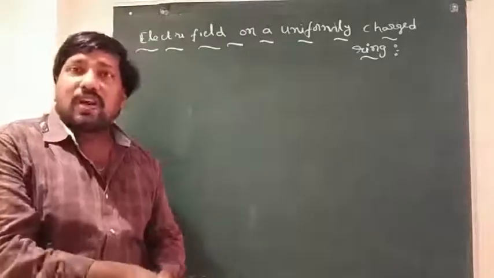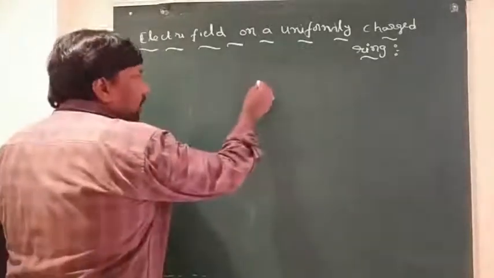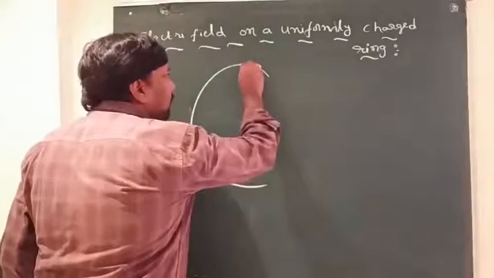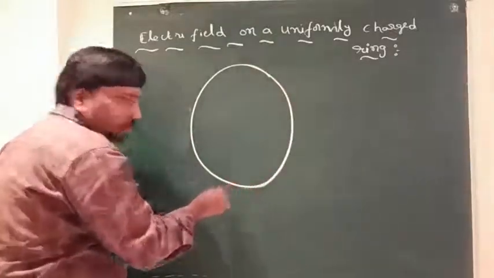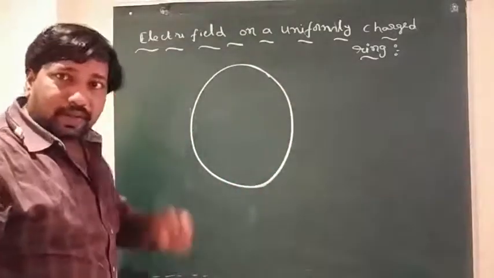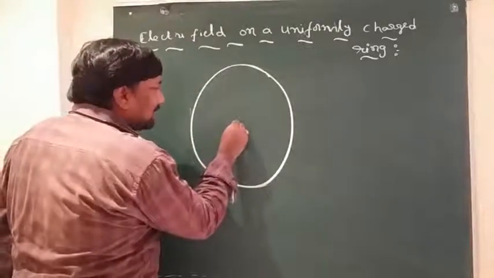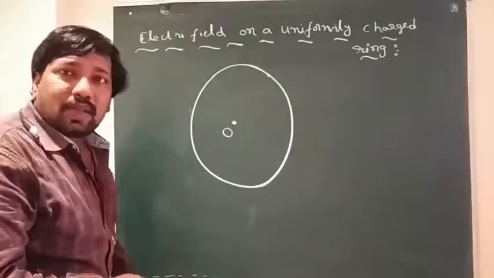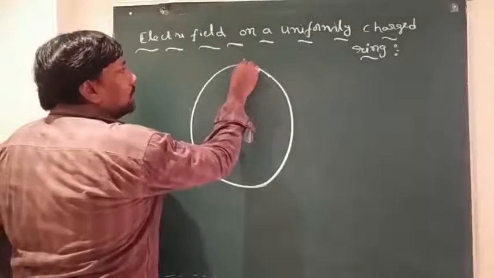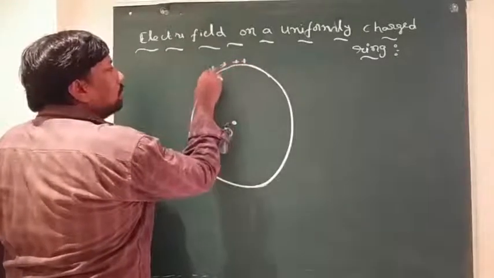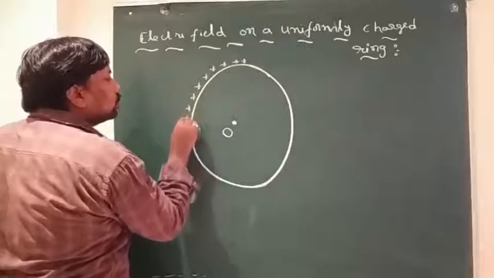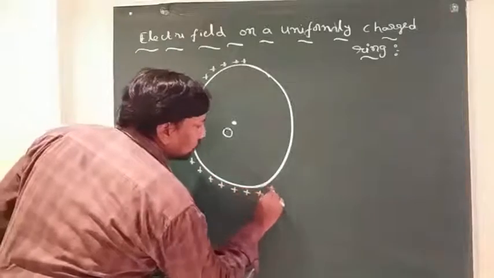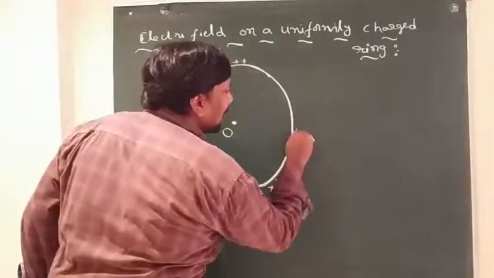So now if we consider a uniformly conducting ring, this is the uniformly conducting ring. Now this is the center of the ring, that is O. Now some positive charges are arranged uniformly distributed on the ring. So here the total charge on the ring is capital Q.